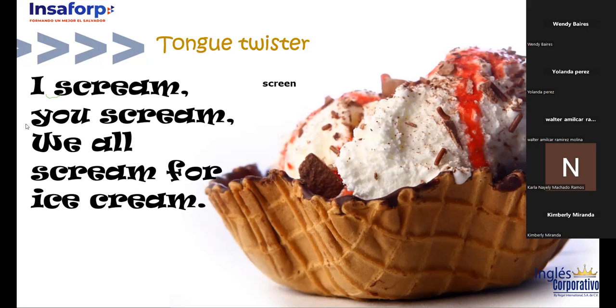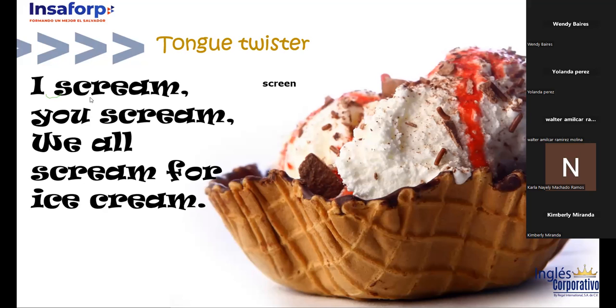Ice cream. We all scream for ice cream. Okay. Ice cream. Okay, me vuelve a poner aquí you ice cream. Aquí no es you ice cream. Okay, it's ice cream, you scream, we all scream for ice cream.